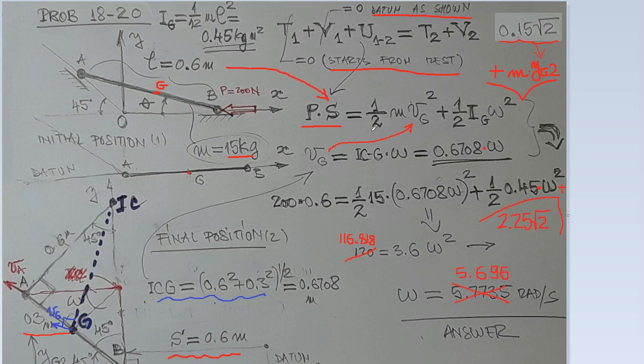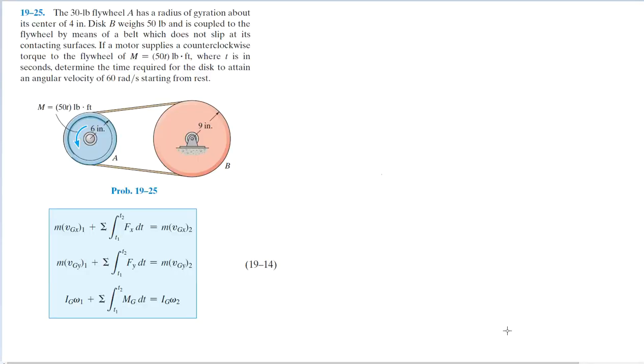Okay, so this was the first problem. Let me pause and bring up the... Okay, so the other request was for me to go over problem 1925. So it's from chapter 19 on momentum, impulse momentum for rigid bodies in 2 dimensions.